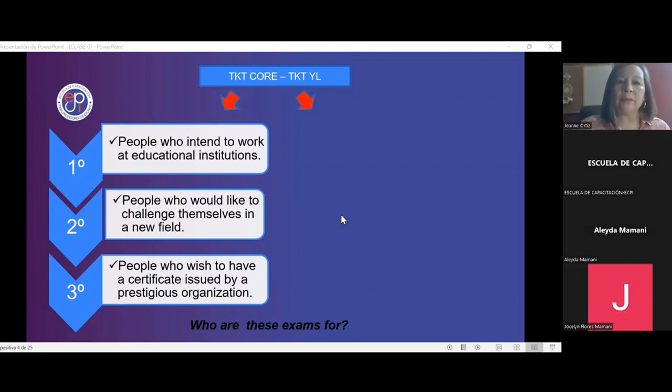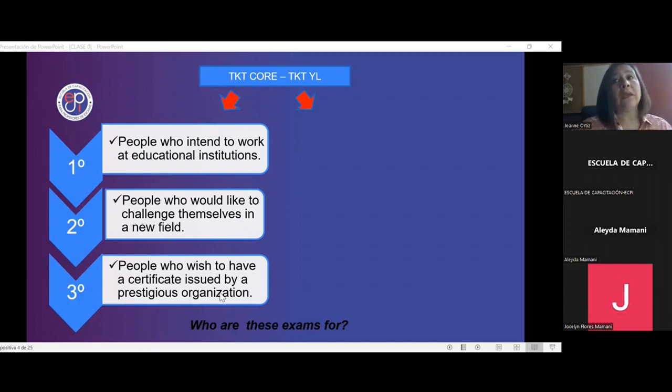the classroom. This is for people who would like to challenge themselves in a new field. Sometimes when we teach just one level, for example, you are teaching primary level for a long time, what happens? Your strategies, your technique, your method is a little bit sleepy because, you know, you are applying just for a specific group of students. And what you need is to refresh, kind of to brush up a little bit, right? People who wish to have a certificate issued by a prestigious organization.